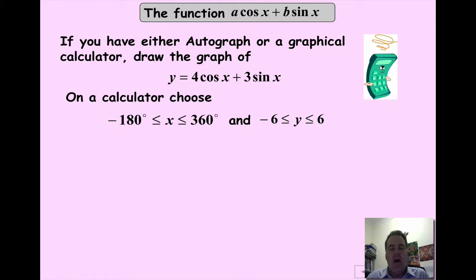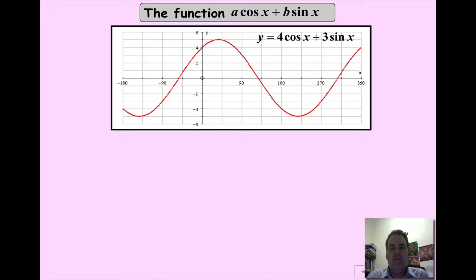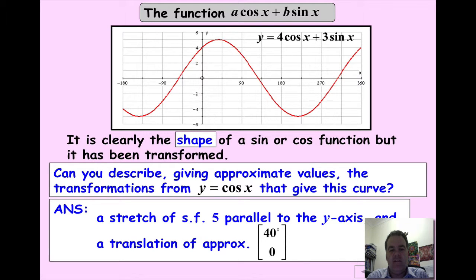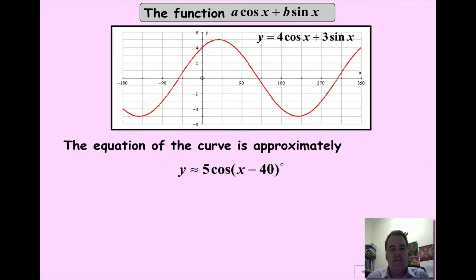If we drew the graph of 4 cos x plus 3 sin x, you get this. Now, if you look at it, you'll see pretty quickly that it looks like a cos graph or a sine graph. In fact, I think it looks like a cos graph. It's been shifted across about 40 degrees, and the amplitude looks like it's 5. So I can guess that this might be the equation 5 cos(x minus 40).